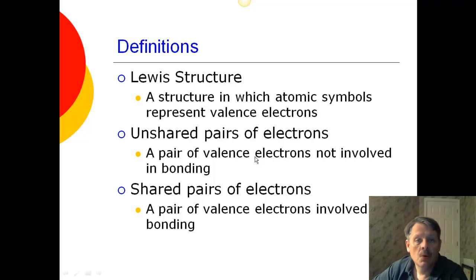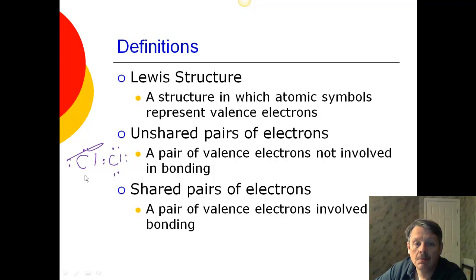All right, we've got a few more definitions. Some of them you know, some you don't. The Lewis structure is a structure in which atomic symbols represent valence electrons. So we're going to do the atomic symbols, and we're going to put the little dots around them, and that is going to be our Lewis structure. We have unshared pairs of electrons. So let's look, for example, at chlorine to chlorine. Chlorine has a total of 7 valence electrons around it.